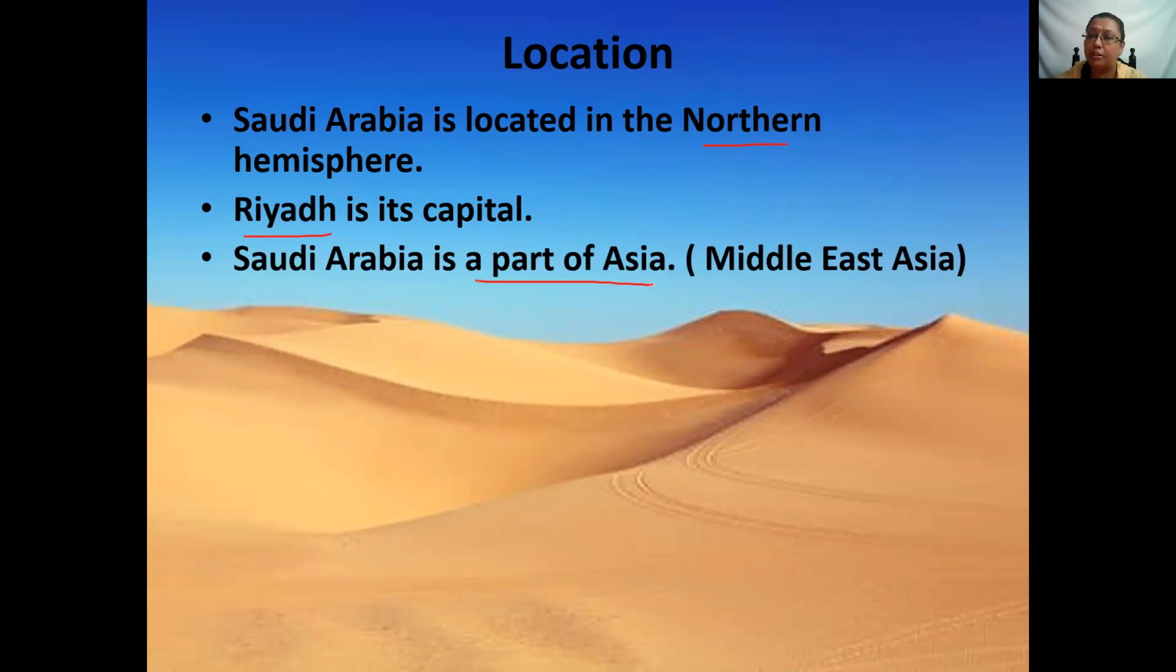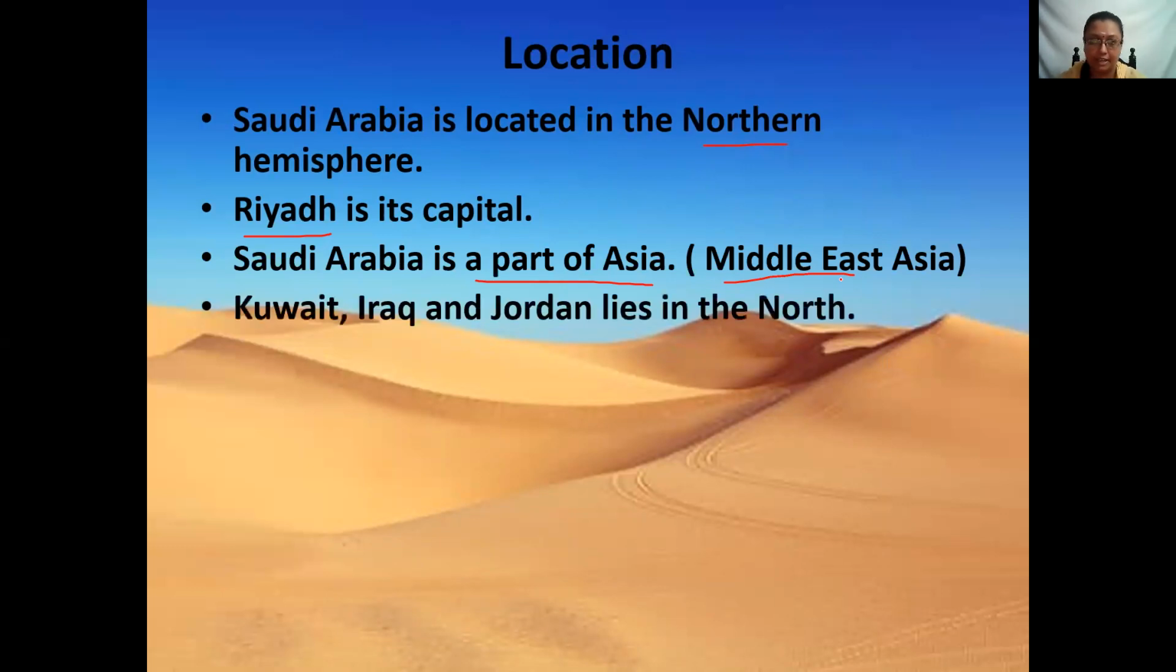Saudi Arabia is part of Asia. Yes, just like India, it also lies in Asia, and it is also called Middle East Asia. Okay, Saudi Arabia is located in Middle East Asia, we say. We also call it a Middle East country sometimes. Those groups of countries like Yemen, Oman, Qatar, Bahrain, Saudi Arabia, they are all called Middle East Asian countries.